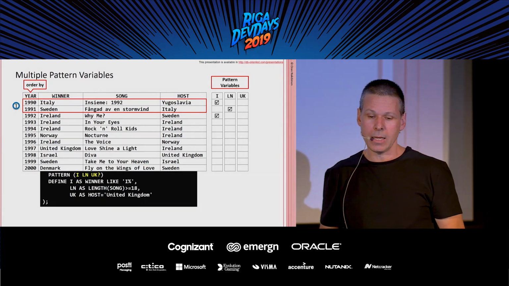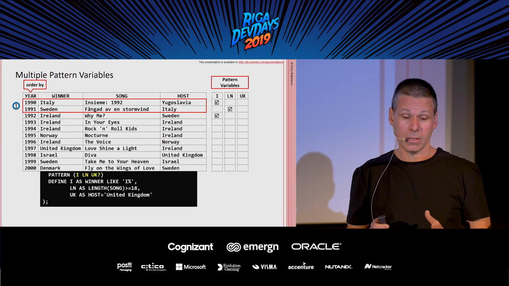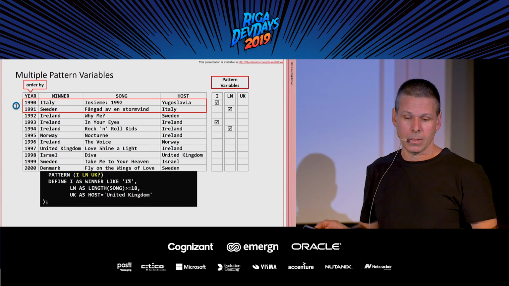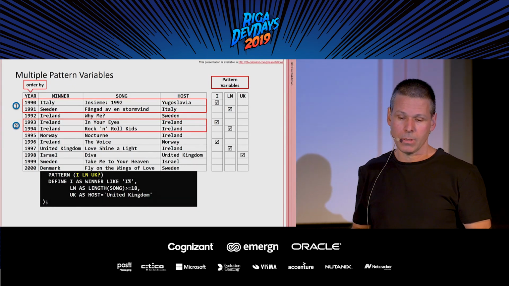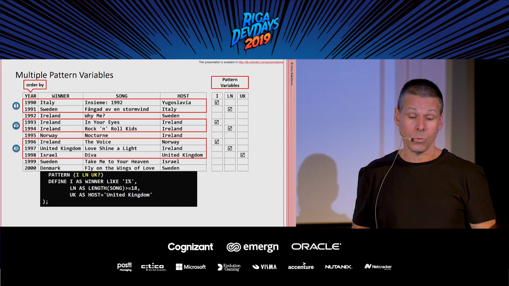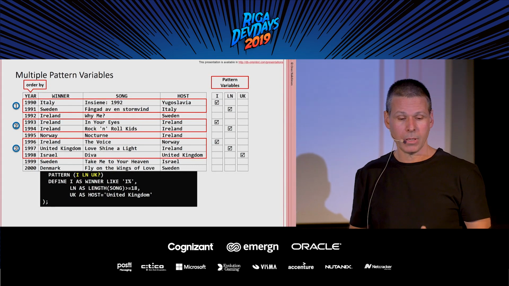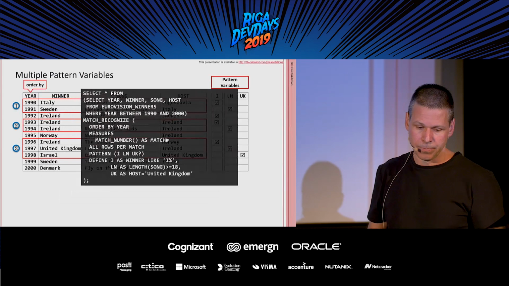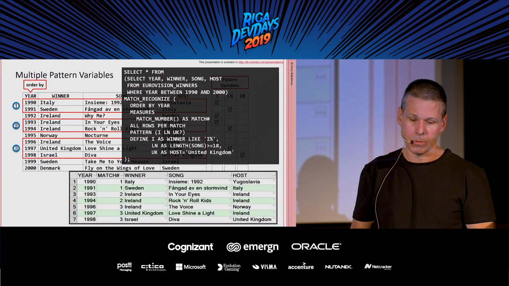1992 could be an I, but the next record is not an LN. The song name is too short, so it is not an I record. Here is another match, I followed by LN, and here is a third match. In this case, we have I, LN, and UK. All of the 3 are valid results. Let's execute it, and we go to the result.